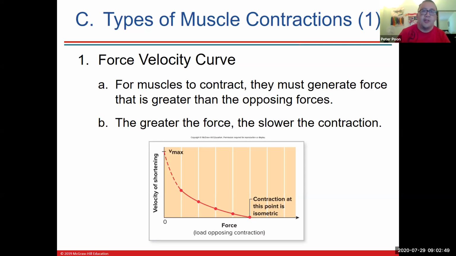For muscles to contract, they must generate force that is greater than the opposing forces. That's a simple concept of physics, right? If I come with a greater force, then the mass will accelerate in the direction of what I want it to do. If I don't use the greater force, then either nothing happens or the force causes movement in the other direction.